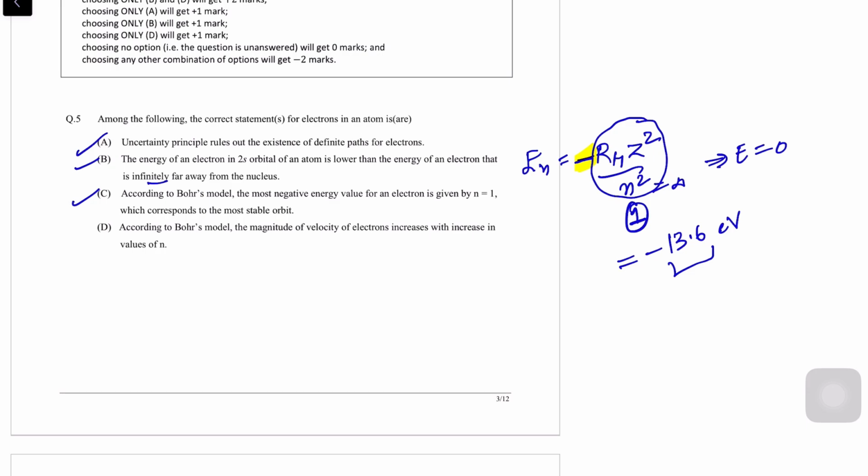Option D, according to Bohr's model, the magnitude of velocity of electrons increases with increase in values of n. That is not correct, because the velocity of an electron is approximately 2.2 times 10 raised to the power 6 meters per second multiplied by Z by n. So as the value of the principal quantum number increases, the velocity of the electron decreases. So the correct options are A, B and C.